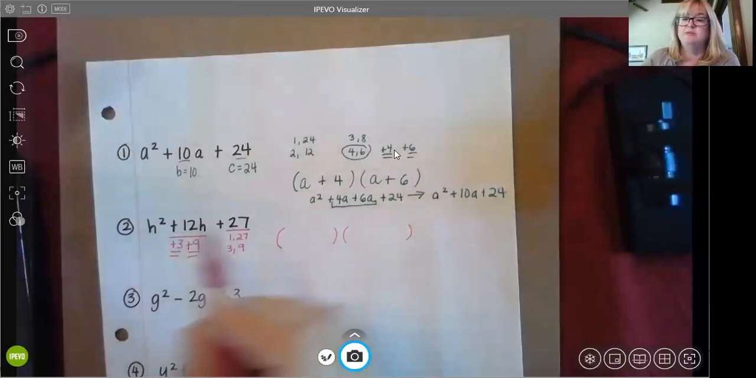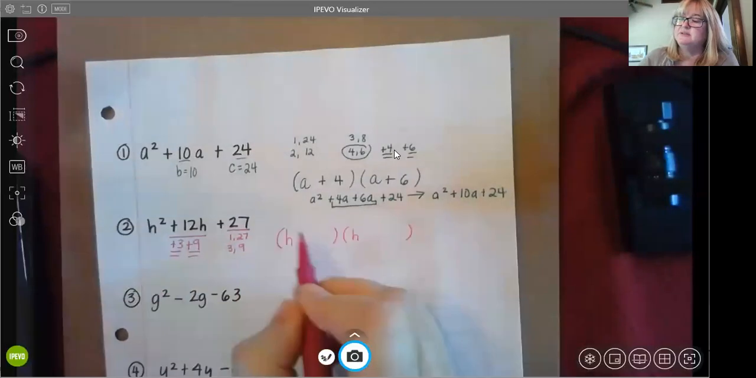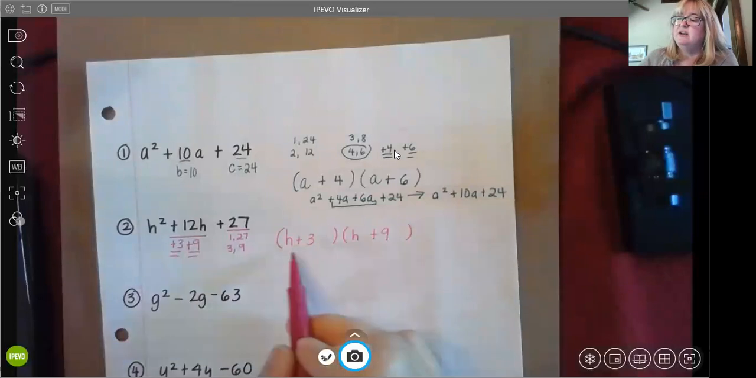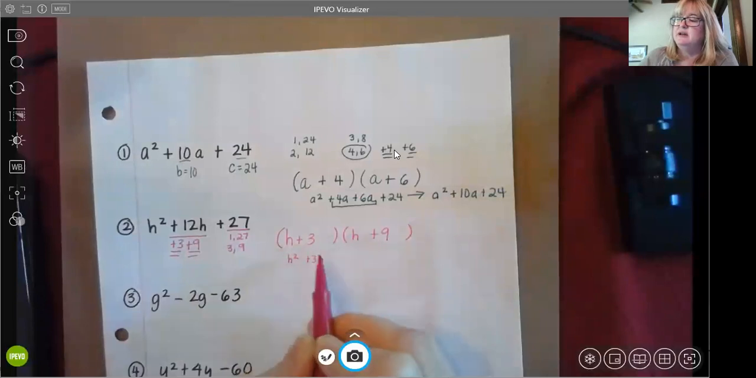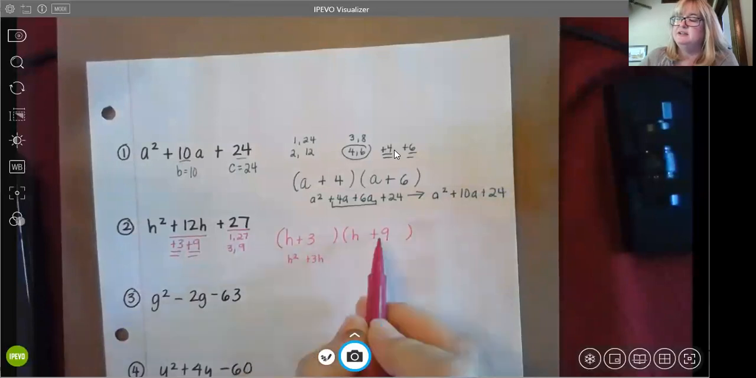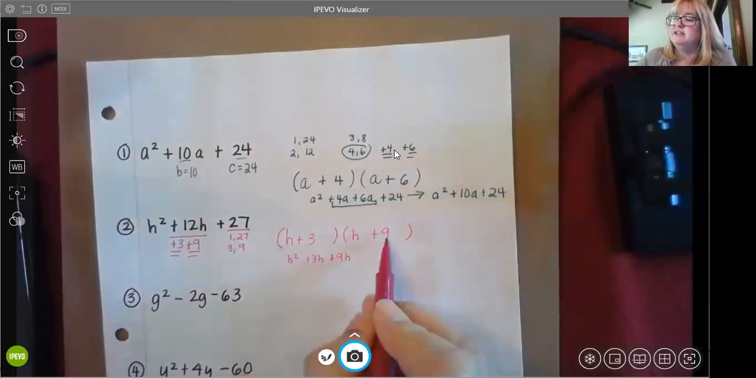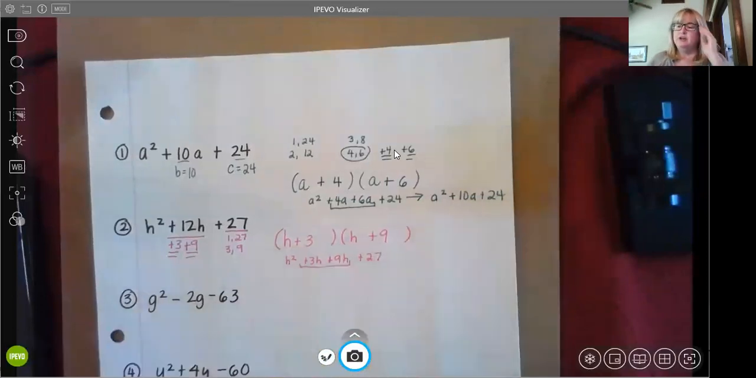So again, because our first term is h squared, that's going to be h times h. Then we've got the plus 3 and the plus 9. And multiplying it out, h times h is h squared. Plus 3 times h is plus 3h. Outer, h times positive 9 is plus 9h. And then 3 times 9 is plus 27. And if you were to combine these, that's going to make 12h. So we are good.